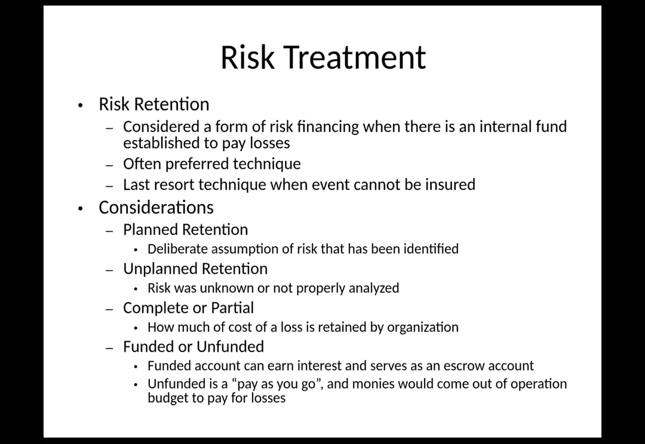So if we're going to retain the risk, we know that on average we spend $1 million a year on workers' comp, and we're going to set aside money, almost like an escrow account, to pay for those losses. That would be a planned retention. So you're going to have an internal fund. It is the preferred technique because we're not paying an insurance company excess dollars or premium on top of that. We can invest those dollars while they're sitting in escrow to gain interest. So it's going to be a much better technique for us.